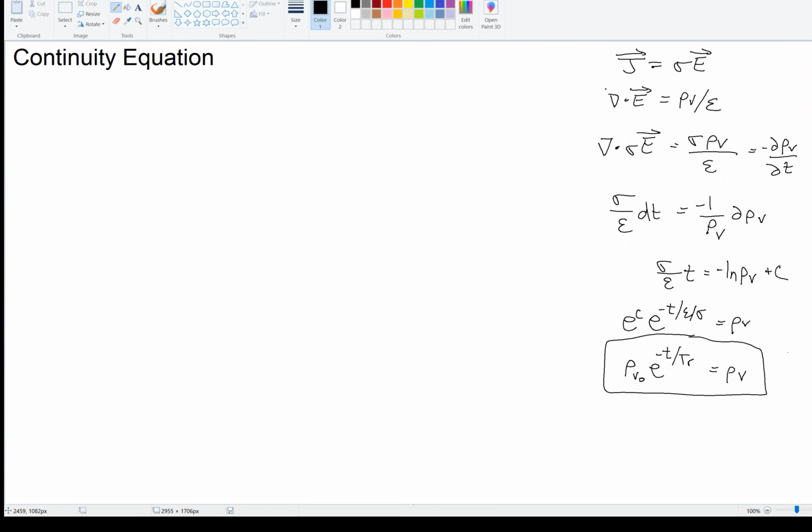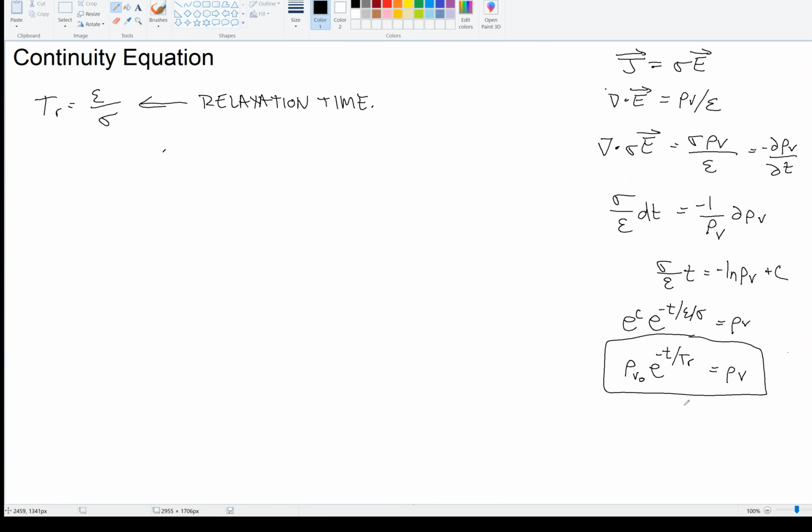So let's talk about this equation. First of all, Tr, which is the permittivity of the material divided by its conductivity, we call this the relaxation time. And this is the equation. This is the punchline now.